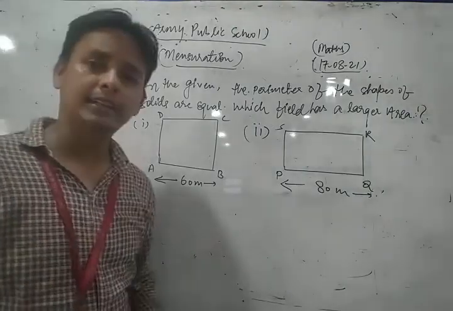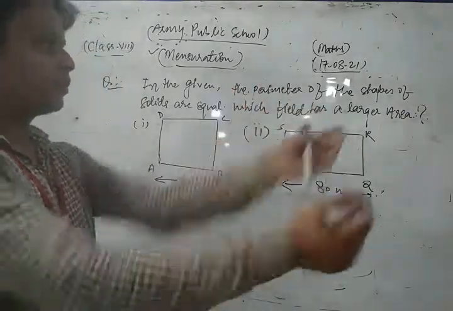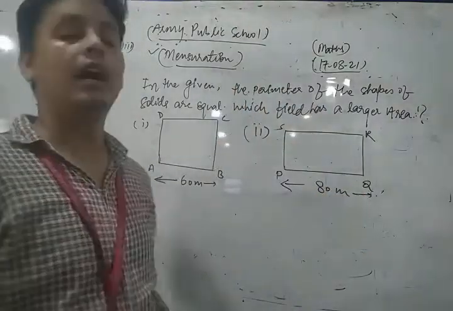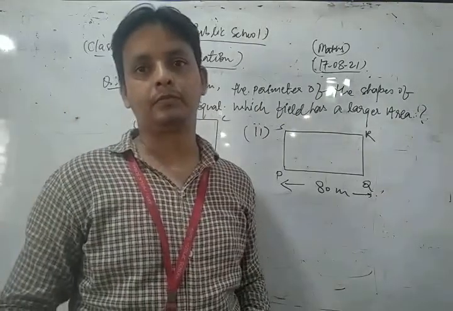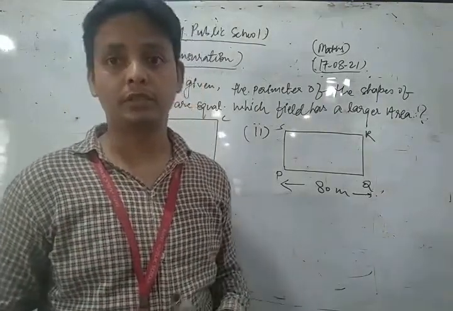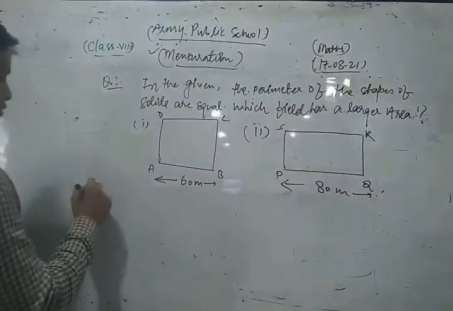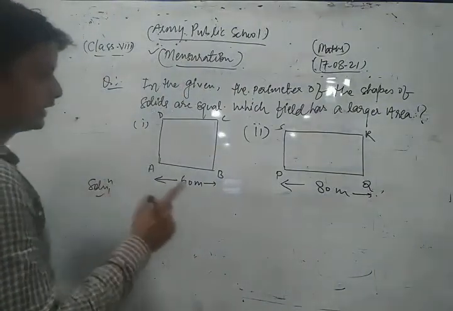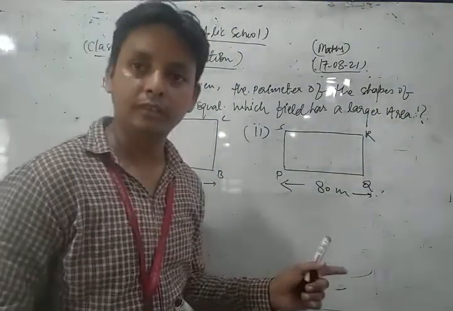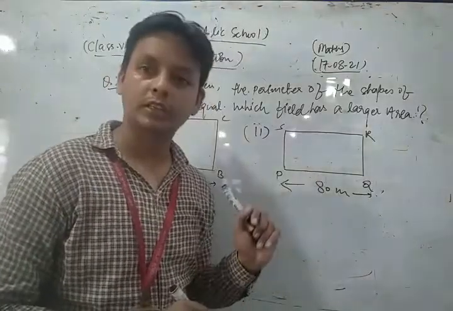It is given that the perimeters of the two shapes are equal. Means the perimeter of both the fields is equal. So first of all, let's see the solution. For finding the area of both fields, first we find the length of the rectangle.